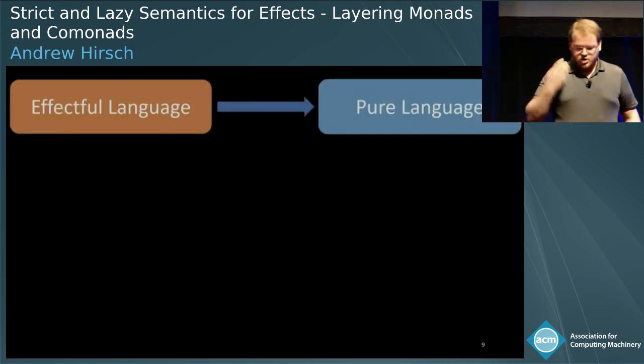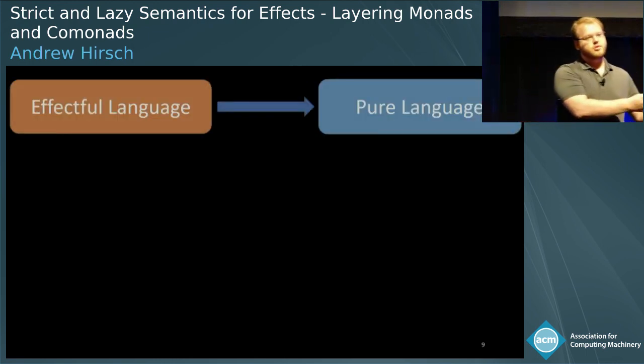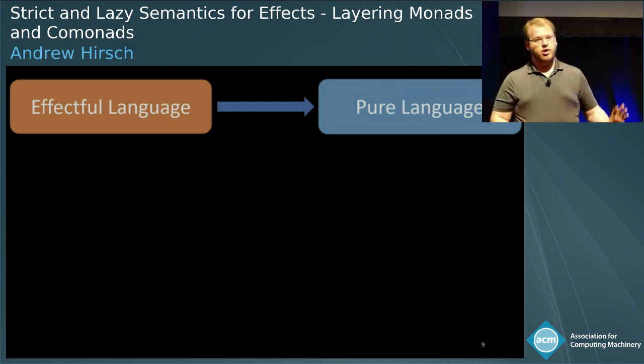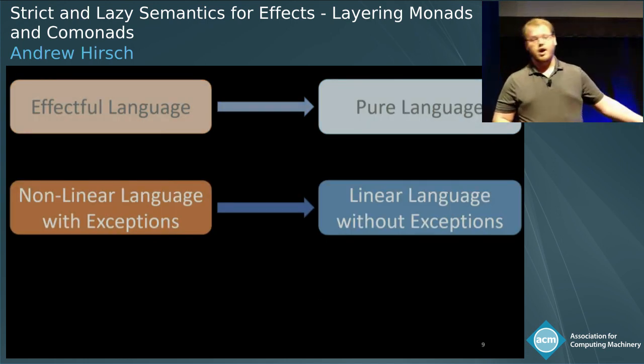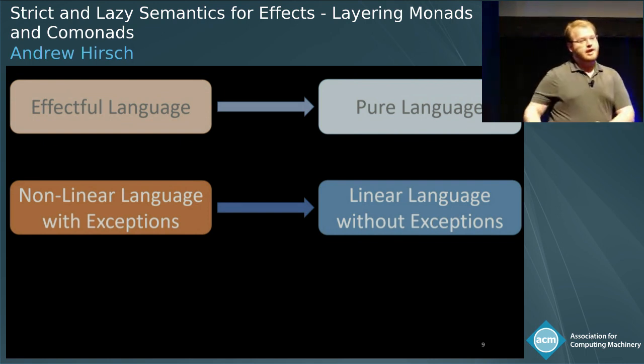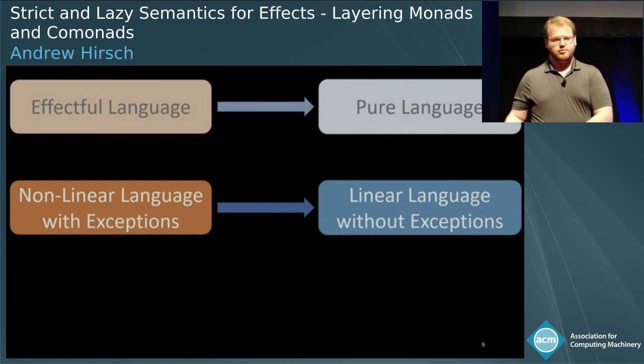So our strategy is going to be take an effectful language and embed it into a pure language, where we have to make our effects explicit so that we can see how they interact. Now, recall that I said that in our case, pure programs are linear. So we're going to take a nonlinear language with exceptions. We're going to embed it in a linear language. And linear languages don't ever have exceptions, because then they wouldn't be linear anymore.